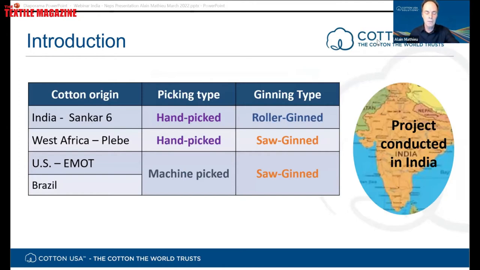West African and Indian cottons are normally hand-picked. US and Brazilian cottons are 100% machine-picked. Indian cottons are roller ginned, while US, Brazilian, and West African cottons are saw ginned. Now, we know that hand-picked cotton will have fewer NEPS than mechanically harvested cotton. We also know that saw-ginned cotton will have higher NEPS than roller-ginned cotton.